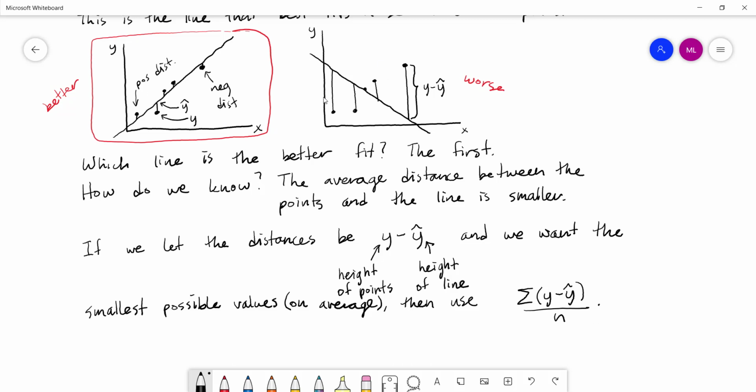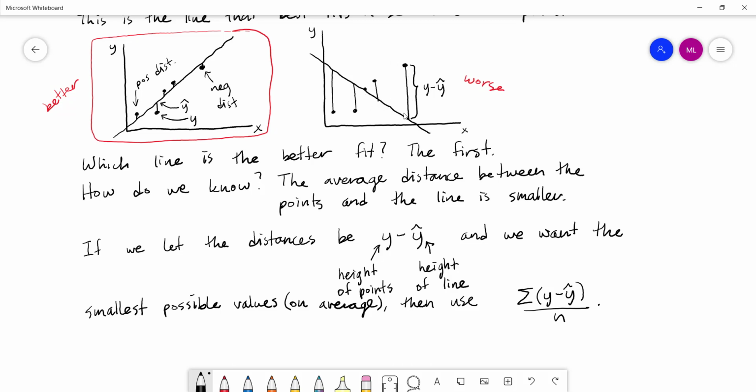But what happens over here? Again, the point minus the height of the line is how we're computing our distance. So over here, again, any point that's above the line will give a positive distance. Any one that's below the line will give a negative distance. And if you look, this distance is the largest. This one's a little bit smaller. This is a little bit bigger than that, and this is maybe the second largest. And this one's right on the line.